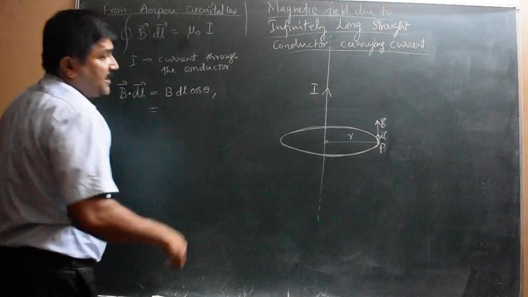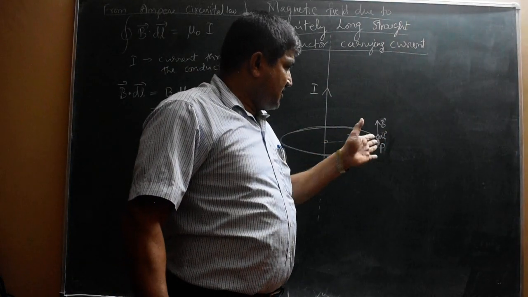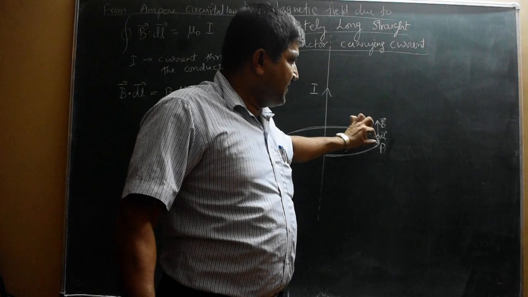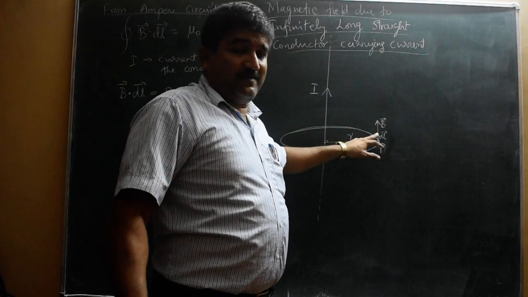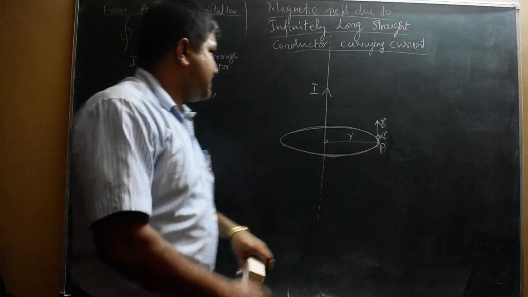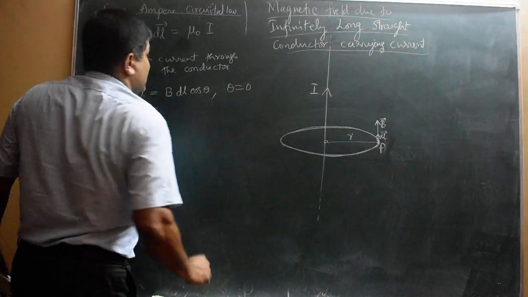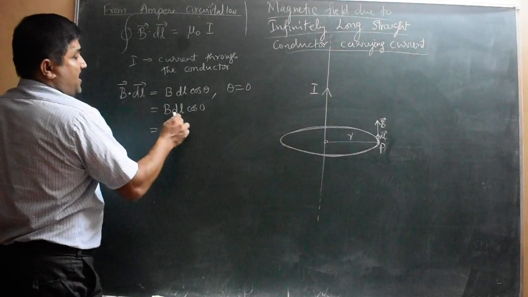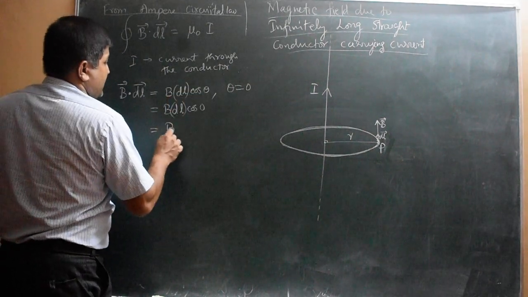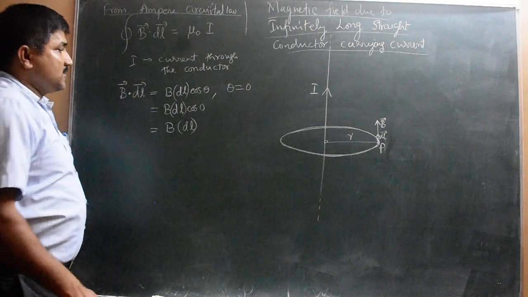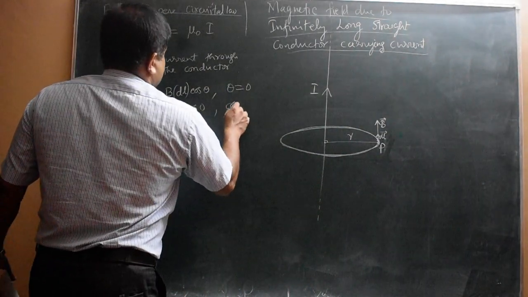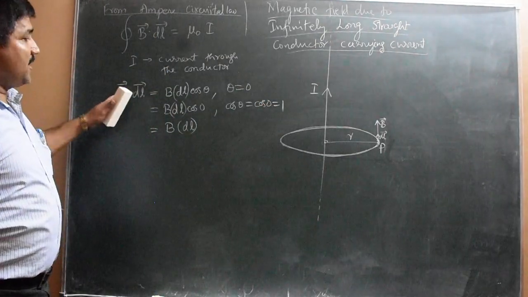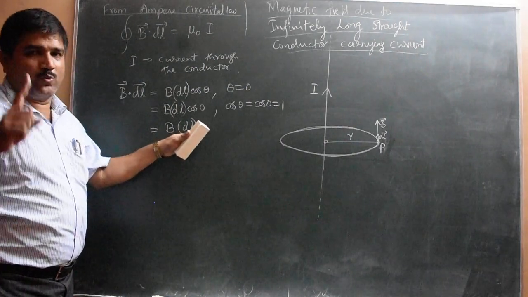But here, see theta. The magnetic field is along the circle and dl is also along the circle. The elemental length and the field are parallel or coinciding, you can say. So in such a case the theta value is 0. So that means it is B dl into cos 0, and cos 0 is 1. So B dot dl is just B into dl.